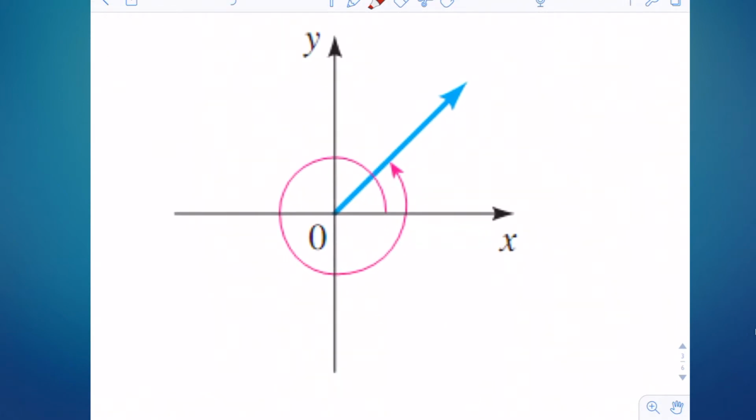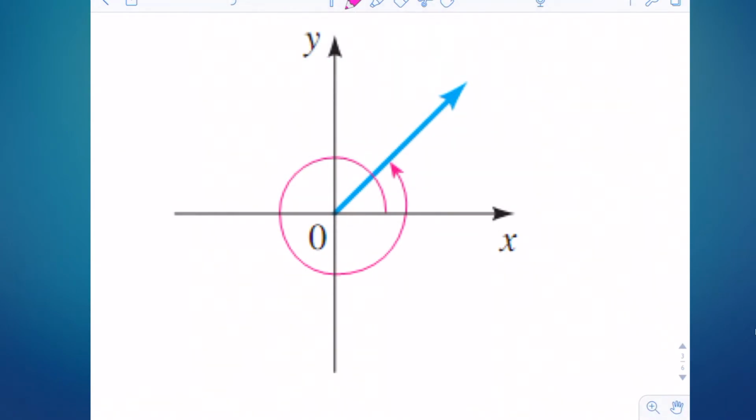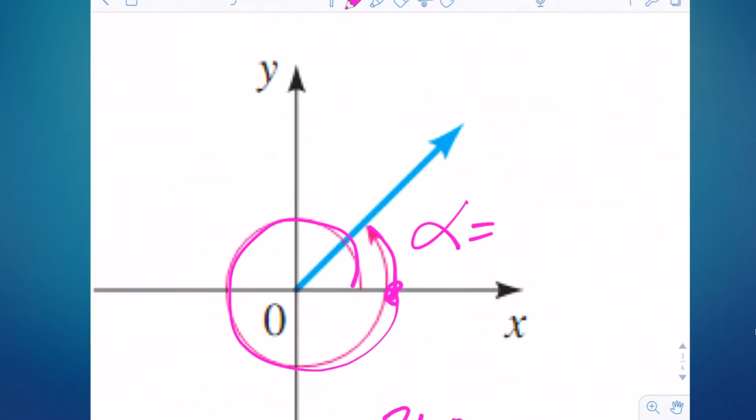Holy moly, look at the next one. That one's crazy. It's like going around a whole time, and then it's like, okay, this is where I really wanted to go. So that would be a full rotation, which would be 360, plus another 45, so it looks like it's going to be about 405. Let's call this one alpha, and we'll just say it's 405 degrees.